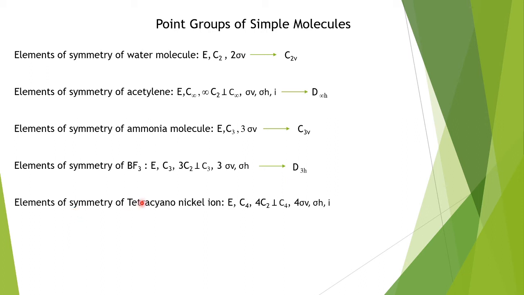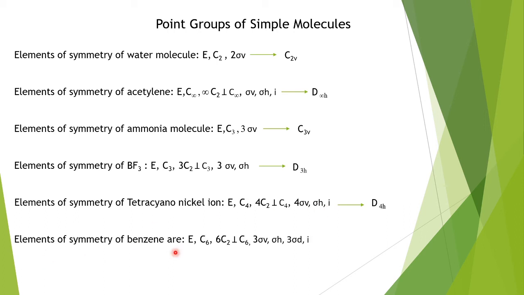Next is the elements of symmetry of the tetracyanonickel ion. It is square planar, we know. We have identity element E, C4, 4 C2 perpendicular to C4, 4 sigma V, sigma H and I. Here also there is a Cn axis, that is C4, and 4 C2 perpendicular to C4. Therefore, it will be denoted by the letter capital D, and here it is a fourfold axis, so it should be D4, and here there is sigma H, so it should be D4H.